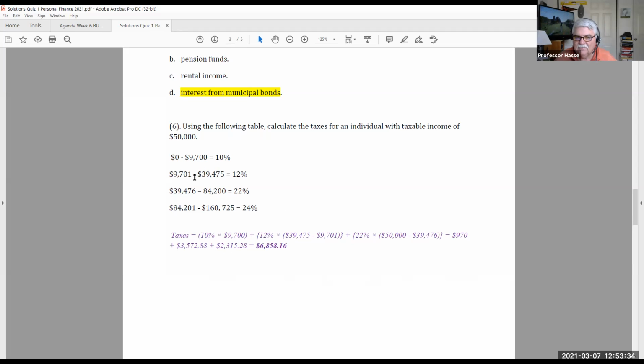You want to take 12% of the difference between 39,475 and 9,701. Take that difference, take 12% of that, 3,572.88. Then you want to take the difference of $50,000 and 39,476. 50,000, because that's the taxable income. It's not 84.2, it's 50,000. Take 22% of that, you get 2,315.28. The total, 6,858.16. Some of us did not subtract out those portions leading up in those particular tax brackets.